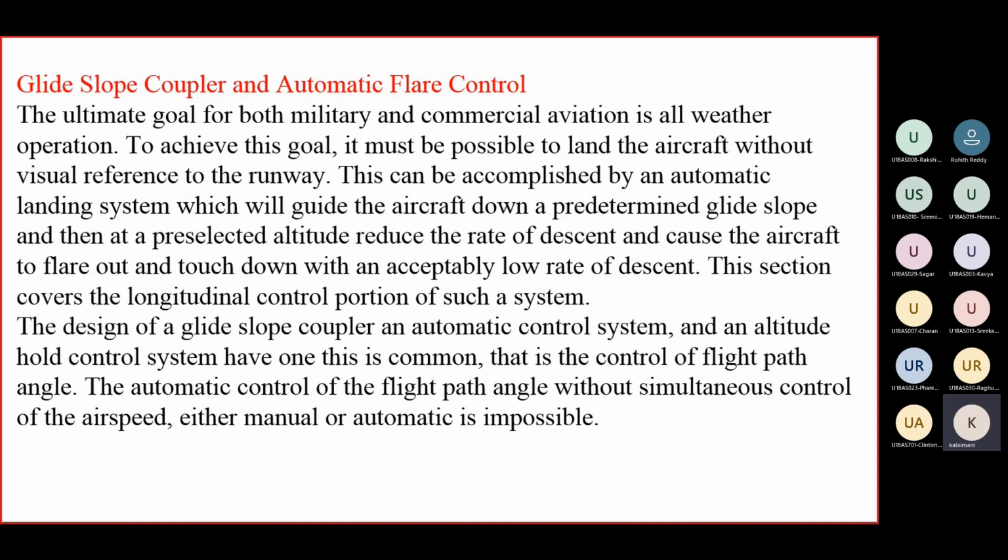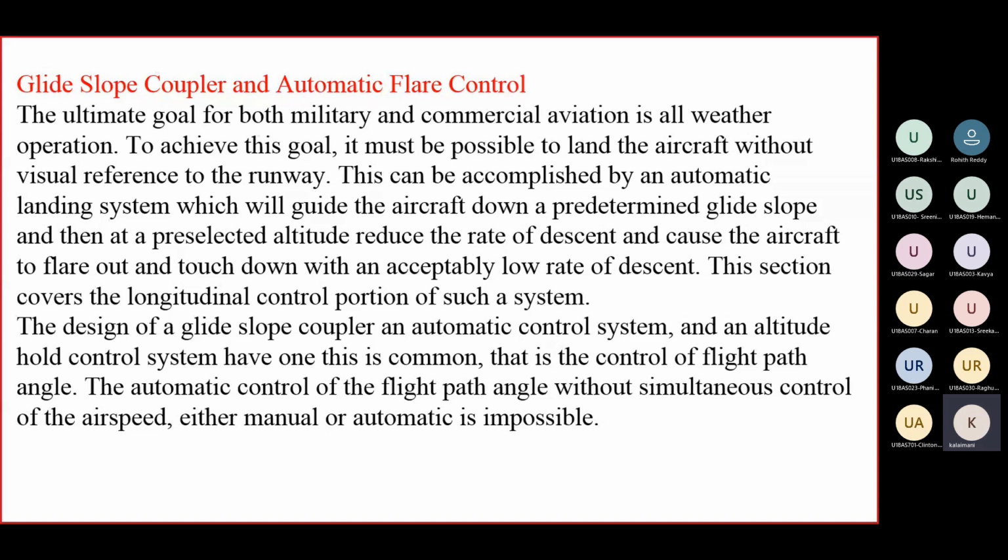It will guide the aircraft down a predetermined glide slope to a pre-selected altitude. Then it will go for a flare path, then come to landing and touch the touchdown point. So from the approach path to descent to landing, it is fully automatic. In some bad weather conditions the pilot cannot see the visual reference of the runway, so this will be engaged with your automatic landing system.